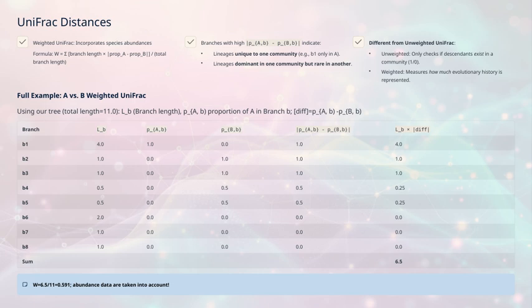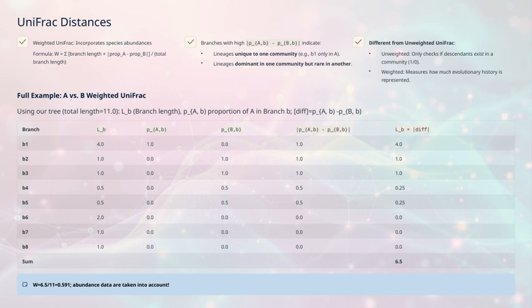What does this tell us? Well, branches with high absolute differences in proportions, meaning a lineage is dominant in one community but rare or absent in the other, contribute more to the distance. For example, if a lineage is only in community A and not in B, that branch's contribution will be significant.